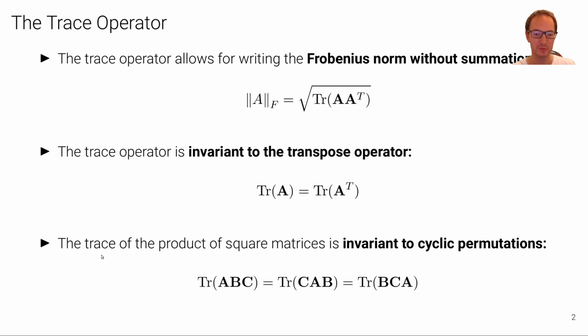And finally, the trace of the product of square matrices is invariant to cyclic permutations. That means we can cycle these three matrices through here. We can take this matrix C here and put it in front of A, and we get CAB. And then we can take this matrix B and put it in front of the matrix C, so we have BCA. And the trace of all of these three matrices, which are themselves products of three matrices, A, B, and C, is the same.